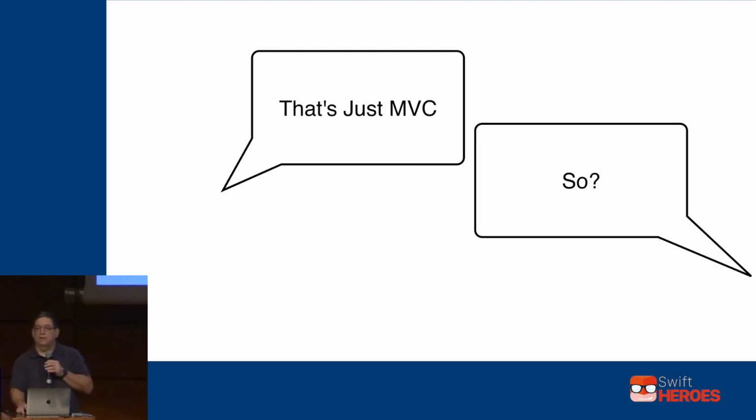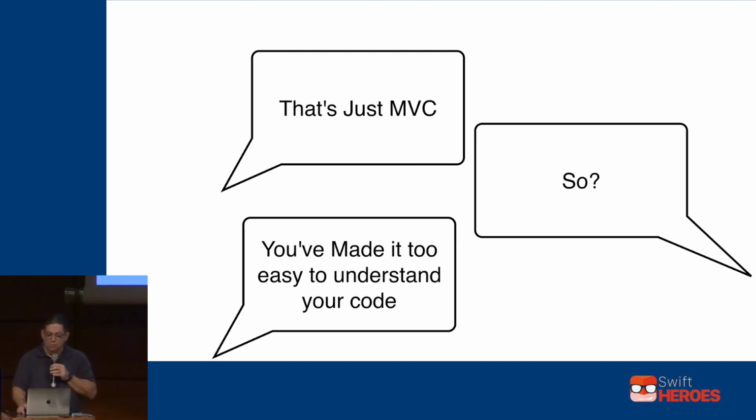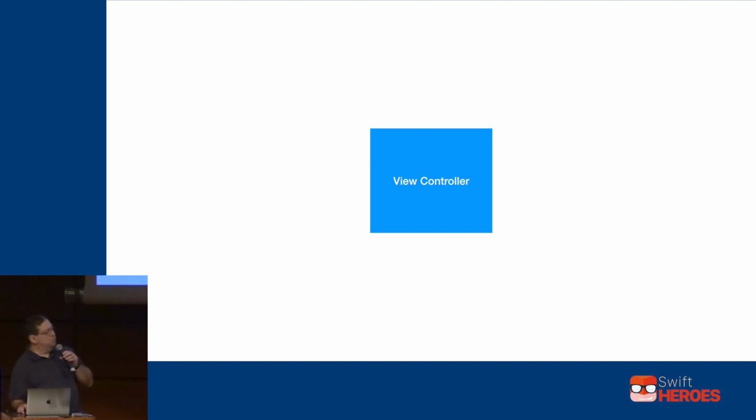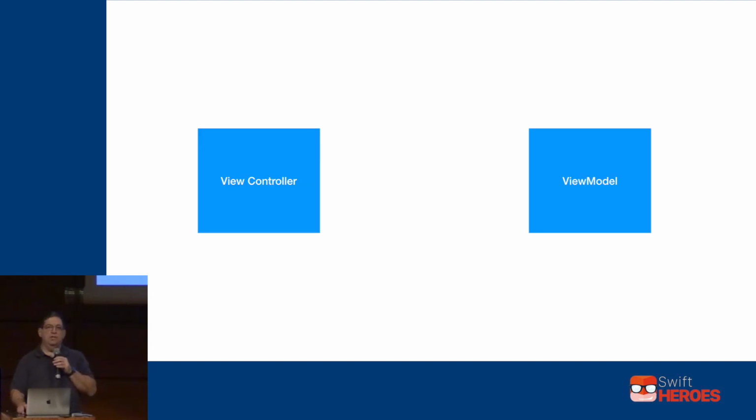It was just MVC. But the problem with MVC is, of course, anyone can do it. That doesn't keep our jobs. We have to complicate things. So let's take our view controller and let's split it into pieces. And so we have our view controller and we have our view model. And our view controller owns our view model.